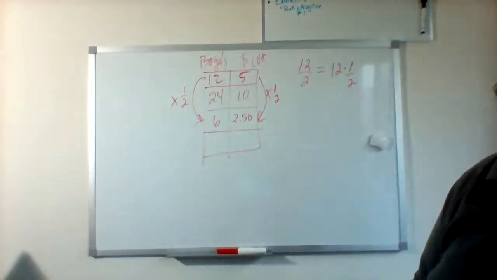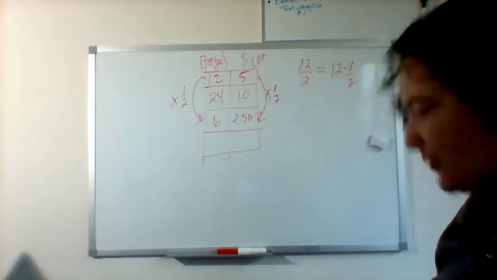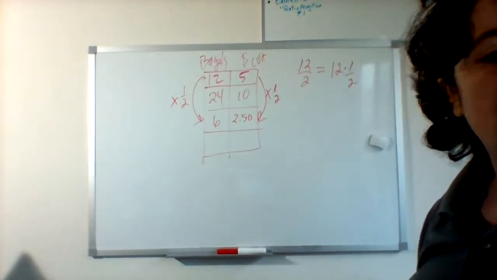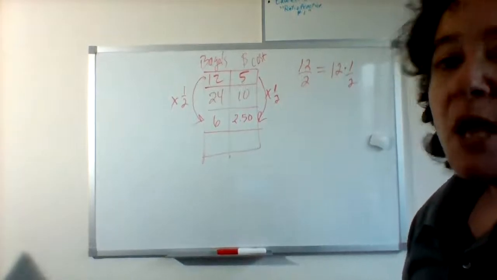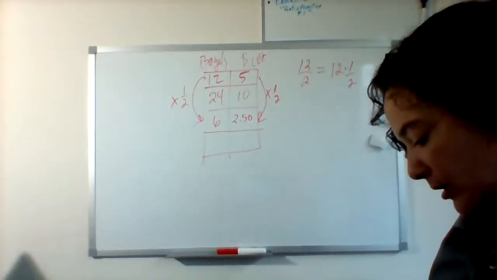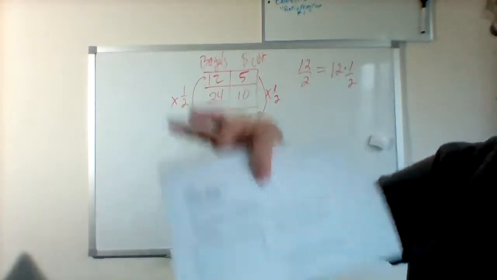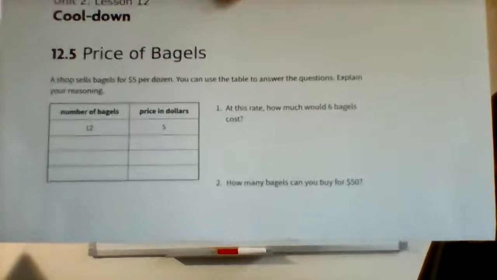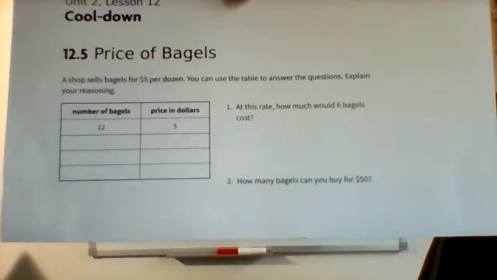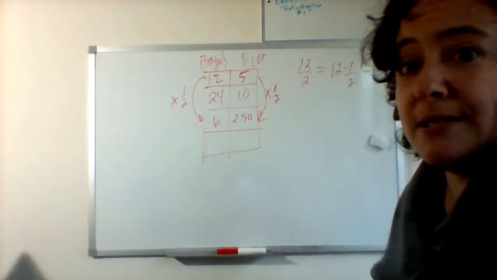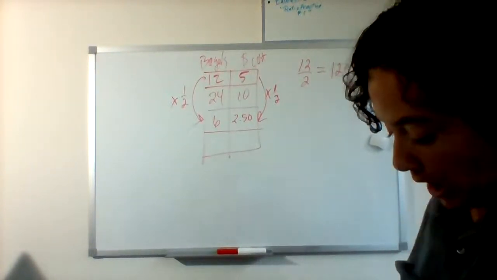Let's see. There were 1, 2, 3 blank rows, and we filled out 2. I need 1 more equivalent ratio. And it really would be nice if it was, you know how Astrid gave us number 1? She said for 6 bagels, how much would it cost? It would be nice if the last row answered number 2. Does it have to? No, but it does say use the table to answer the questions.